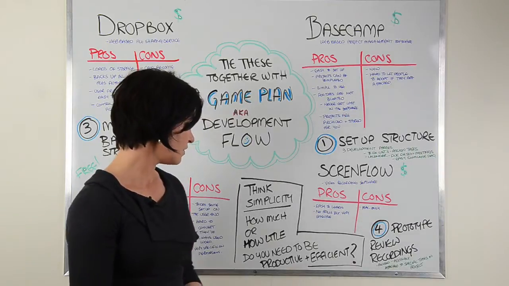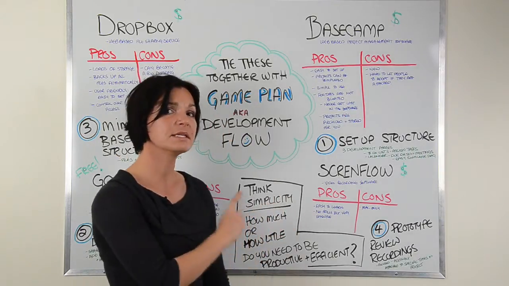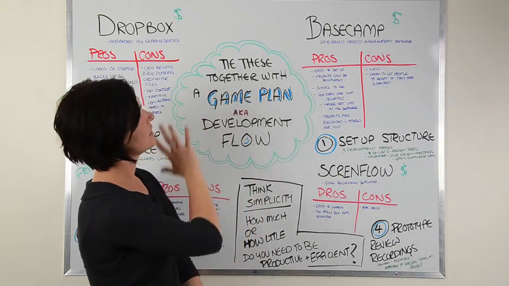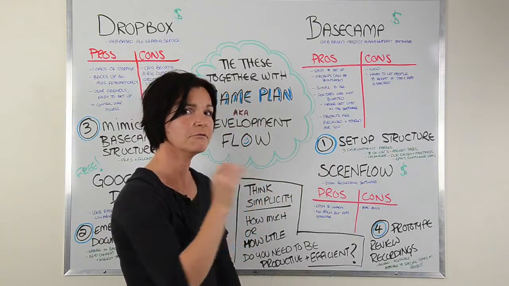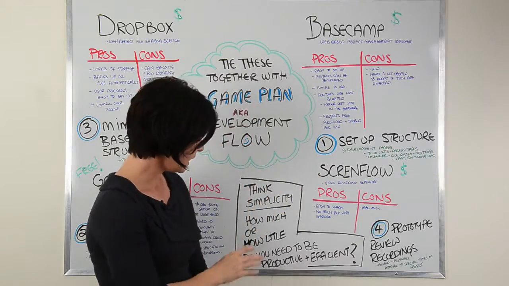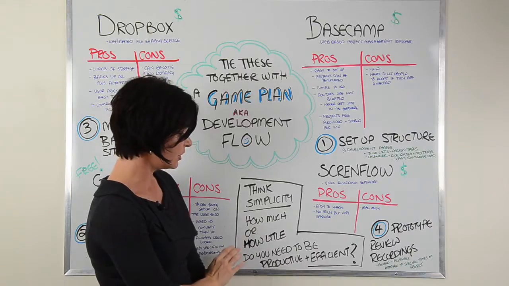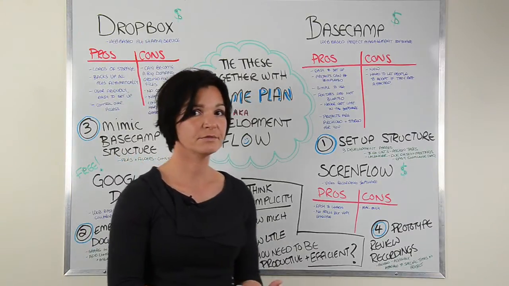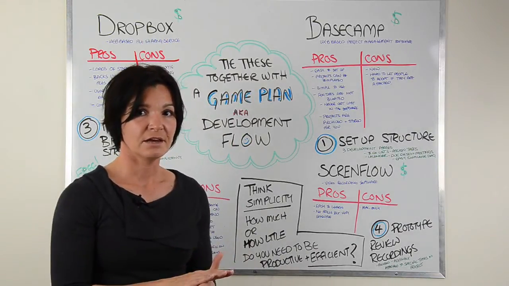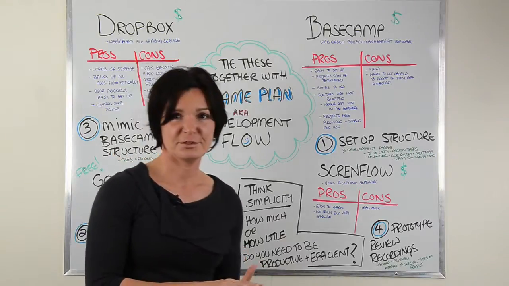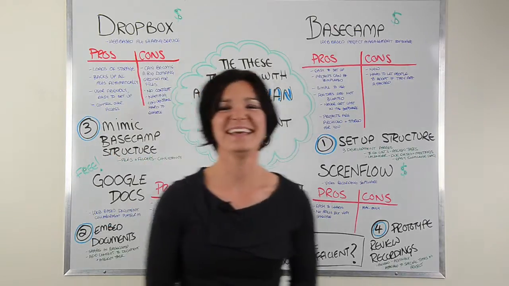The other thing I want you to think about is simplicity. And I find all of these are along that path. Very simple, bare minimum. Think about how much or how little you need to be productive and efficient. Oh, good, that is the word that I wrote there. I was going to say efficient.